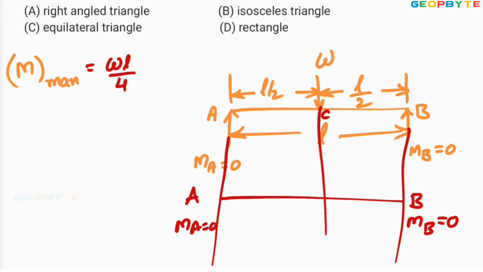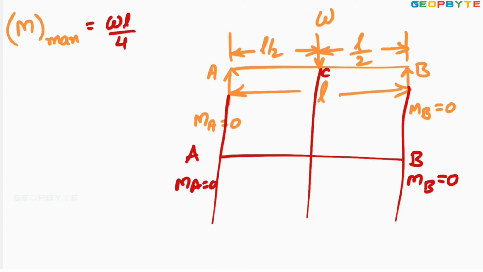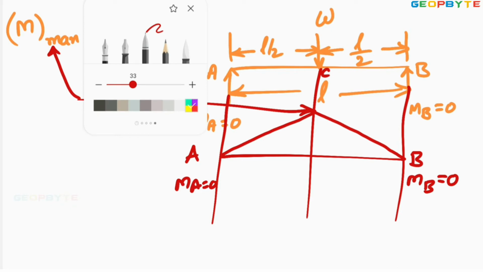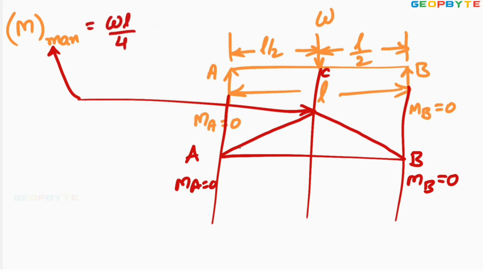Exactly at the center, bending moment is maximum. Then the bending moment diagram may look like this. At this center, you are finding the maximum bending moment, that is WL by 4. Look at the geometric shape of the bending moment diagram.